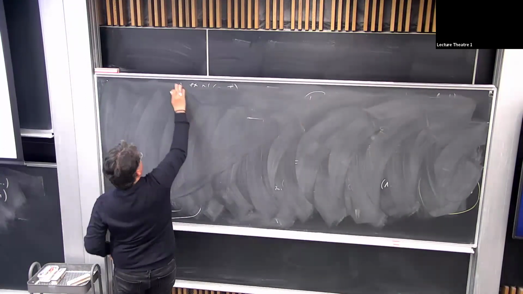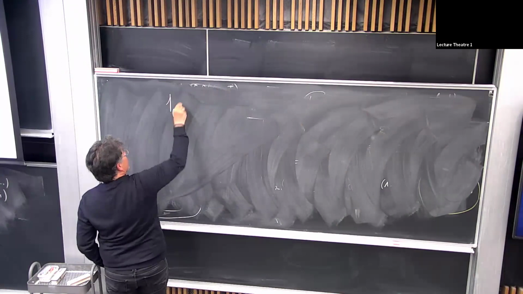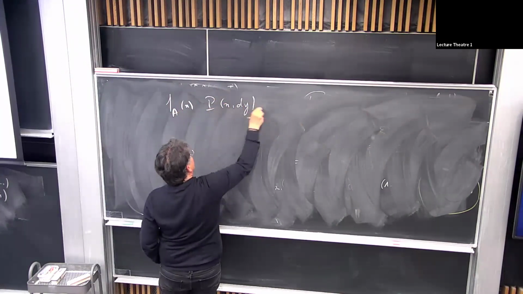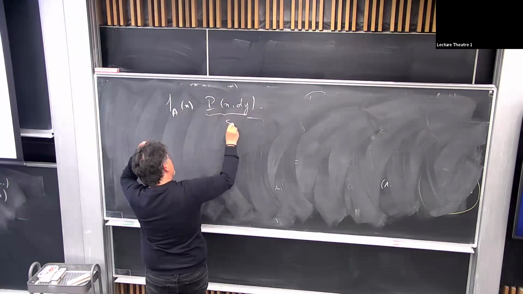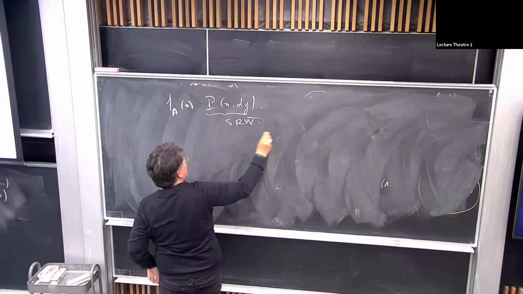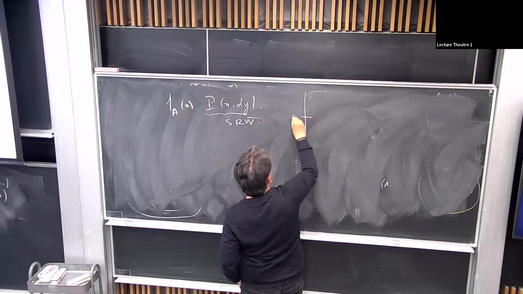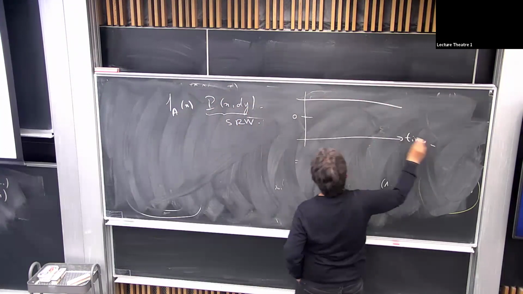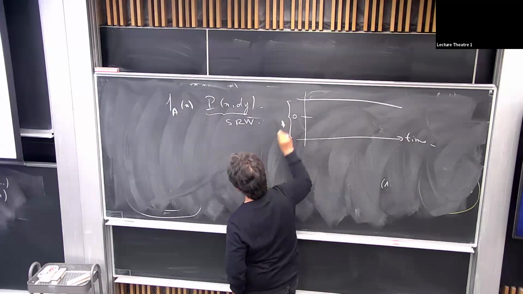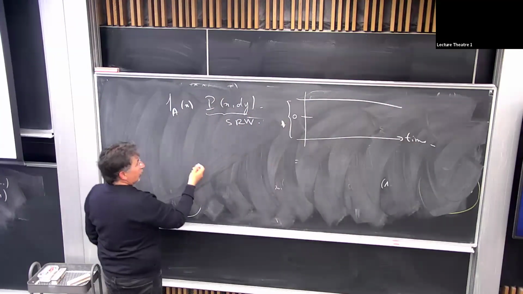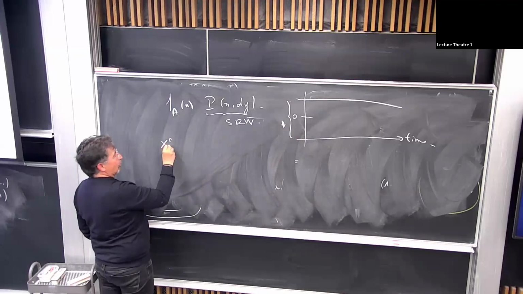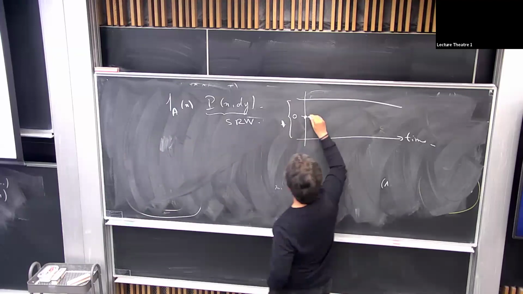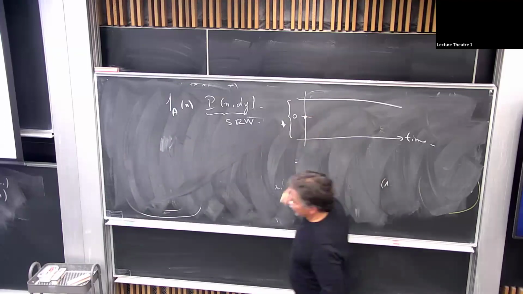Okay, so let's take this example, the indicator X and the law of a Markov chain. For example, a simple random walk, and you start at zero. That's the time, that's the set A. So the random walk is like that. You are somewhere, let's say you start at zero. So you look at the indicator function.